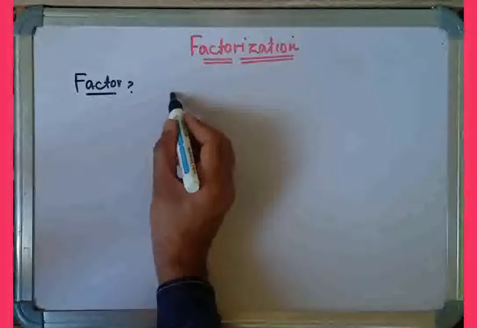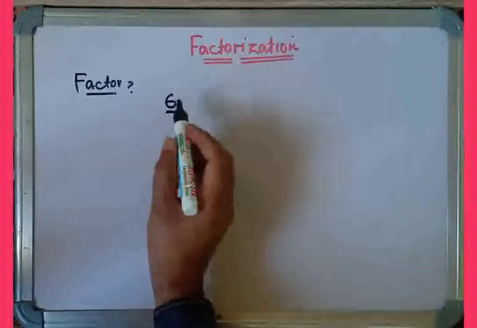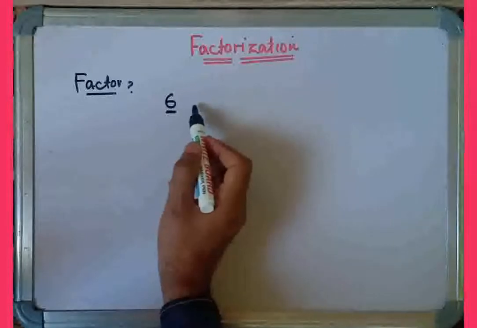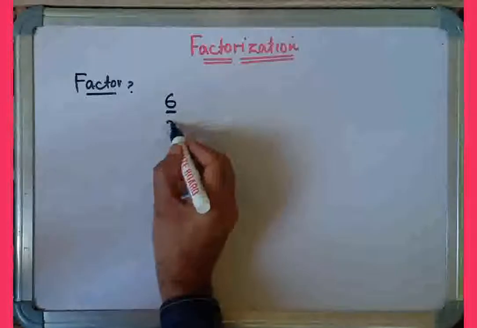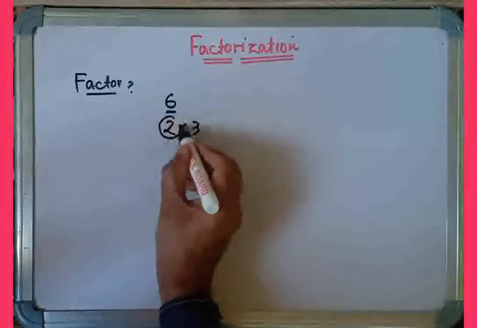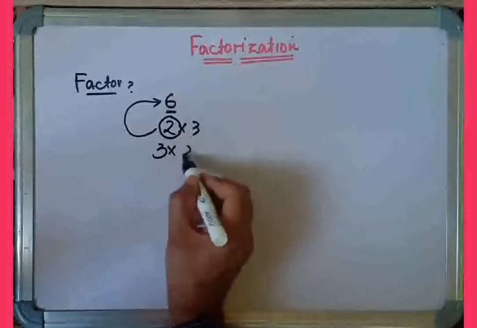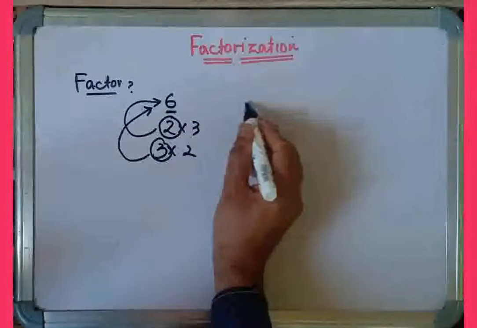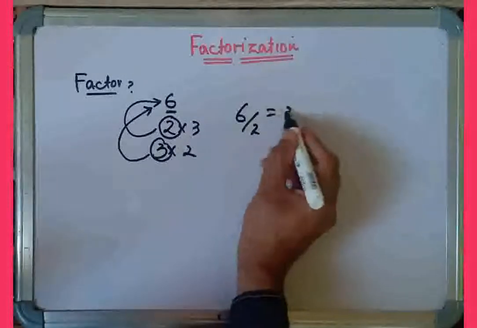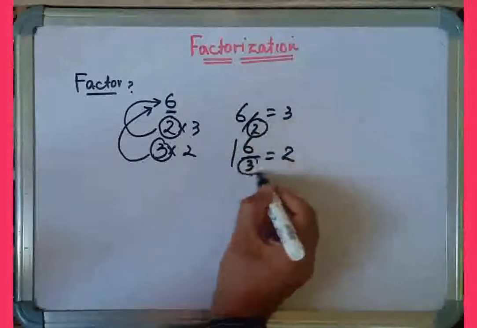Say, for example, I will take a number. So this 6, okay, the factor of 6 means the number which can divide this number exactly. For example, 2 threes are 6, so 2 is a factor of 6, right? And 3 twos are 6, 3 also divides 6 exactly. So that means 2 and 3 are factors of 6.